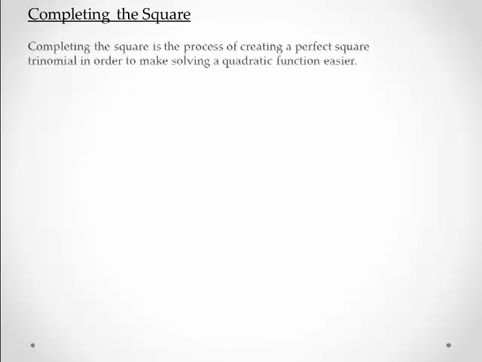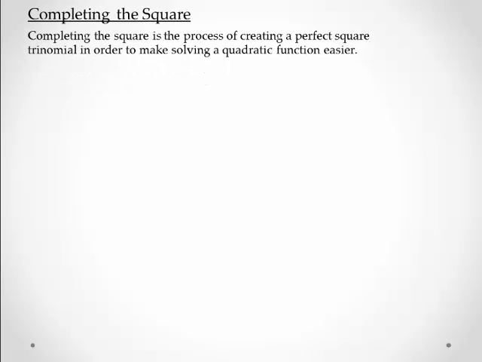Completing the square is one of the first things we need to know in order to use the vertex form. And completing the square is the process of creating a perfect square trinomial to make solving a quadratic function easier. Now, if you remember, perfect square trinomials followed a very specific pattern, which made them very easy to factor.